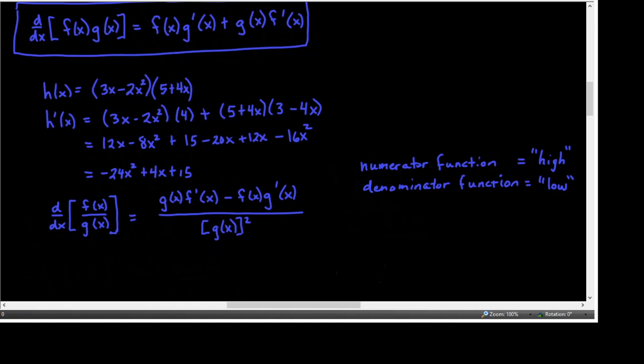Low d high minus high d low all over the square of low. Now you try it. Low d high minus high d low all over the square of low.